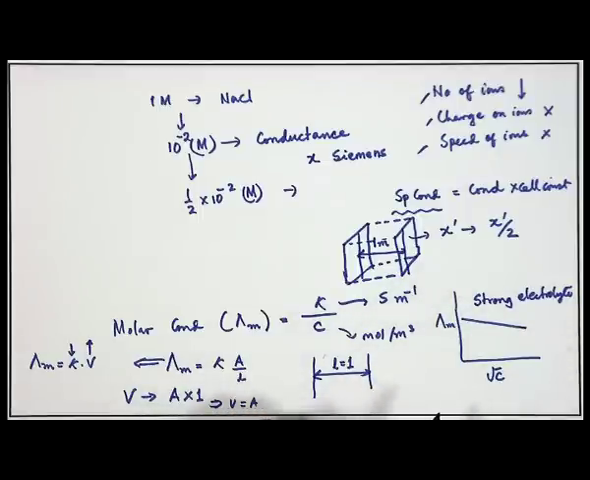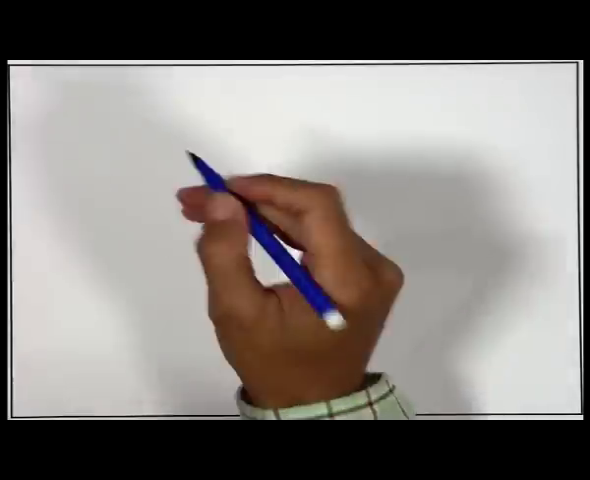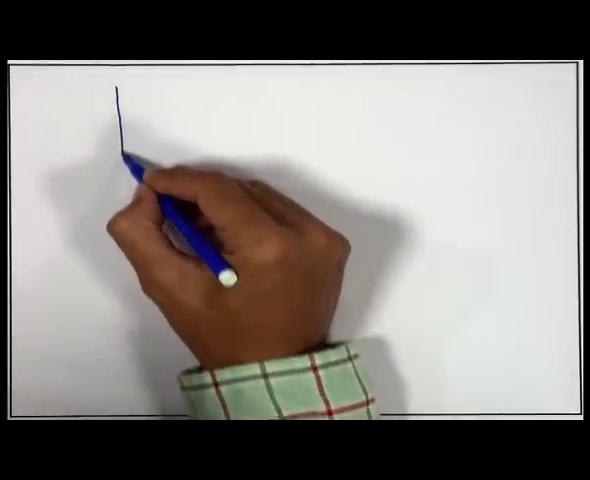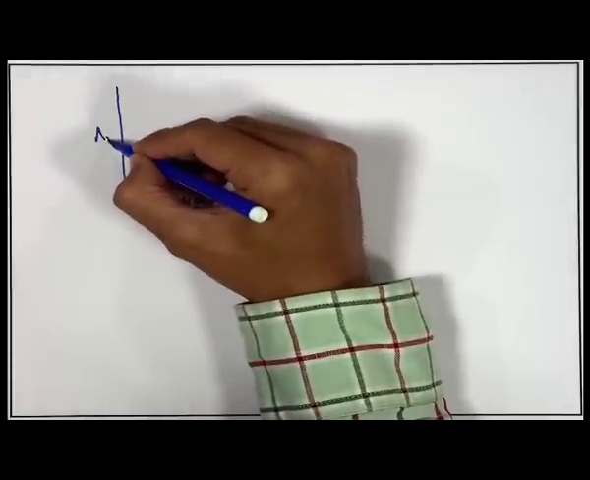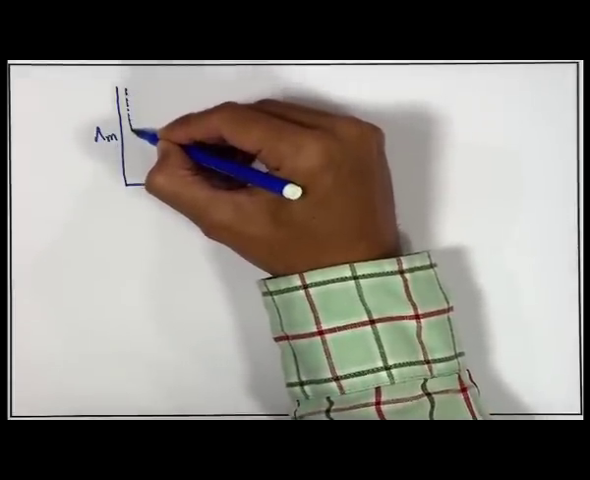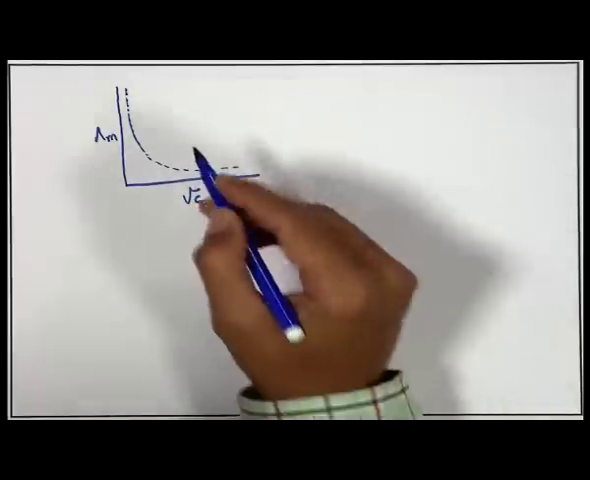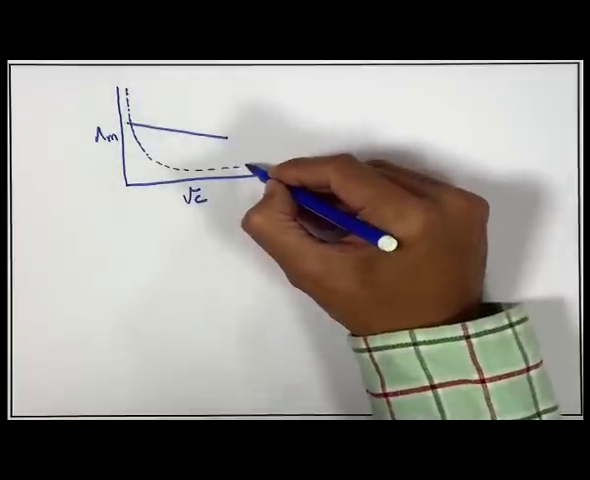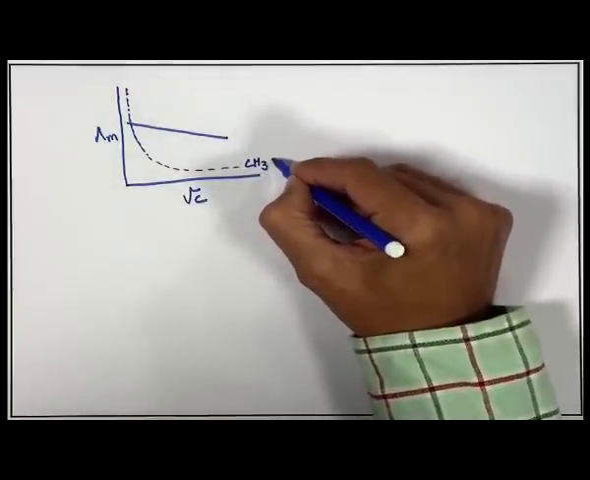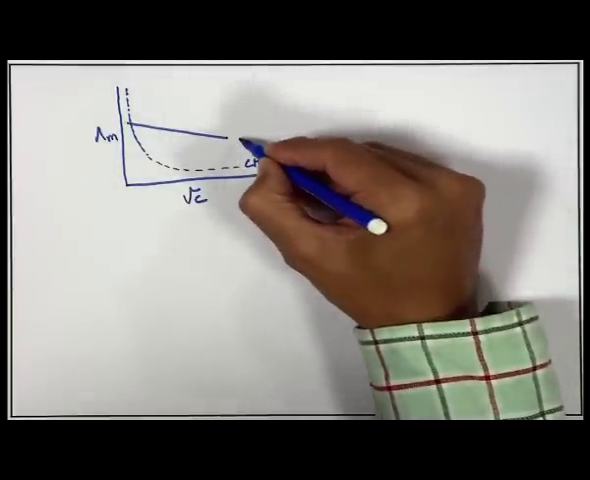Okay. But the situation is not so easy, it is not a linear dependence for a weak electrolyte. So, for a weak electrolyte, let me draw it again on another piece of paper. For a weak electrolyte, the plot of square root of c against lambda m follows a trend like this, whereas the strong electrolyte follows like this. So, this is CH3COOH and this is, for example, KCl.